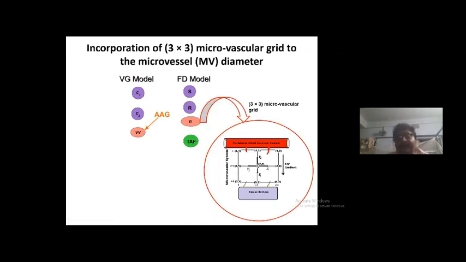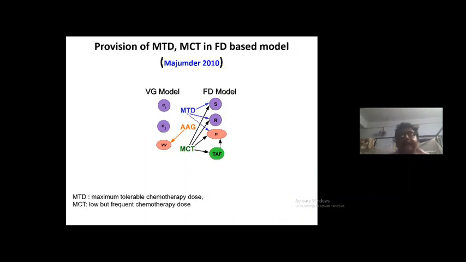It is further considered by making a 3x3 grid system where the probabilistic movement of the vasculature is considered, because numerous miniature vasculatures are formed at the tumor site. Here in the FD model, the drug is applied in this manner: the black arrows show MCT and the blue arrows show MTD.